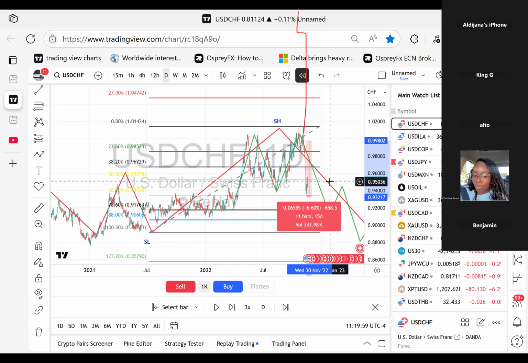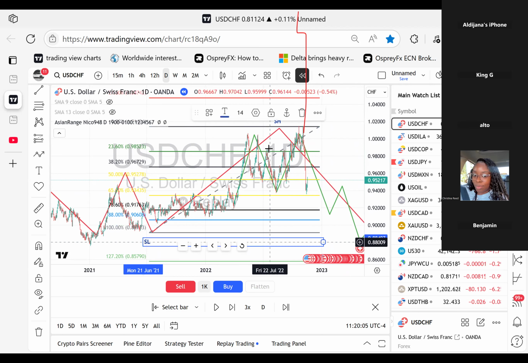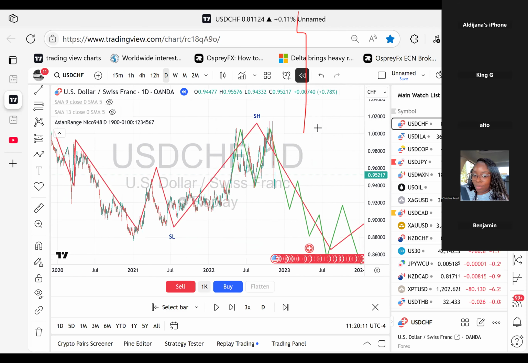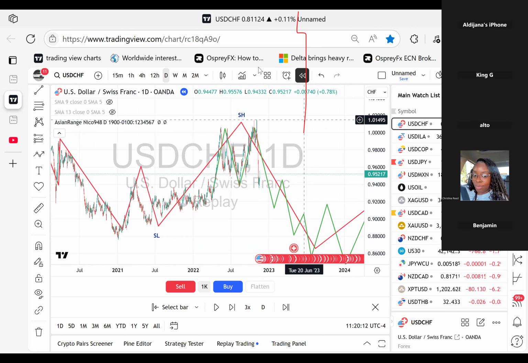Once price gets to this area, I just have to wait to see what price is going to give me. That make sense? Yay, nay? Yeah. I have a question.